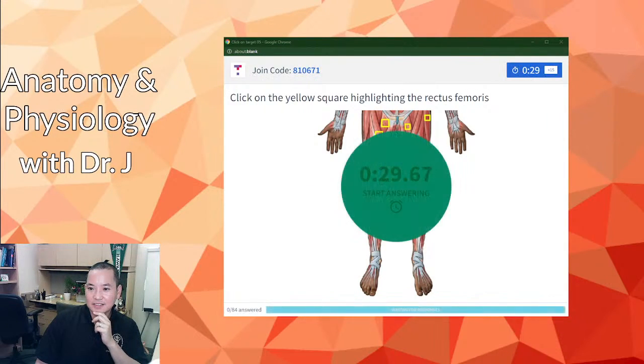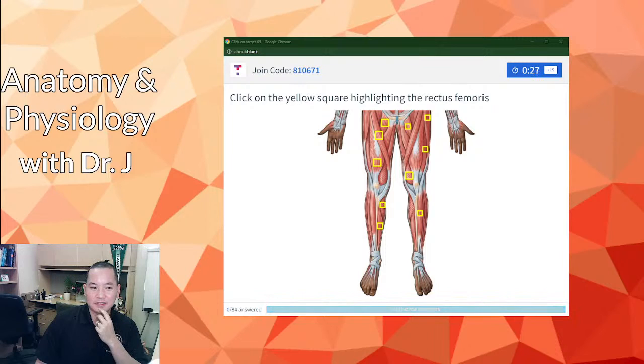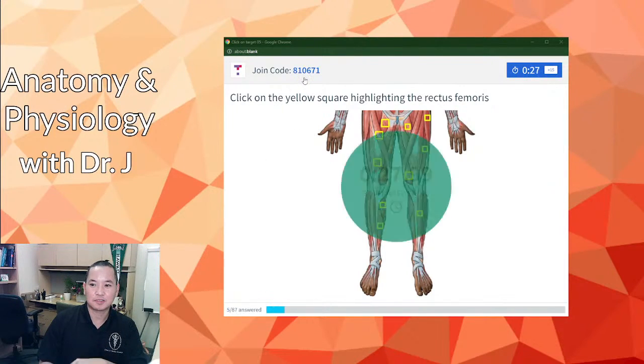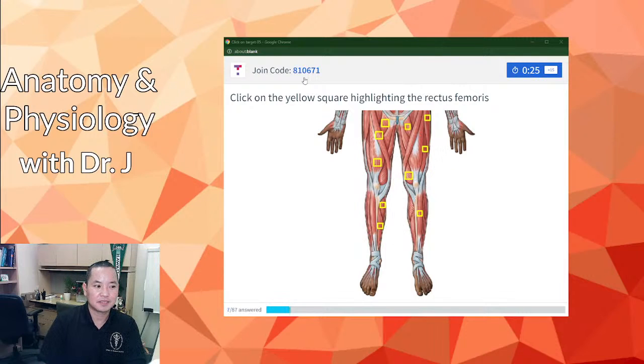Click on the yellow square highlighting the rectus femoris. We didn't explicitly talk about this one, but if you know your muscles, what does rectus mean? And what does femoris refer to? Those are two big hints where the rectus femoris would be. And if you forgot what rectus means, remember that rectus refers to something aligned with one of the axes of the body, so it's going to be parallel with one of the axes of the body.